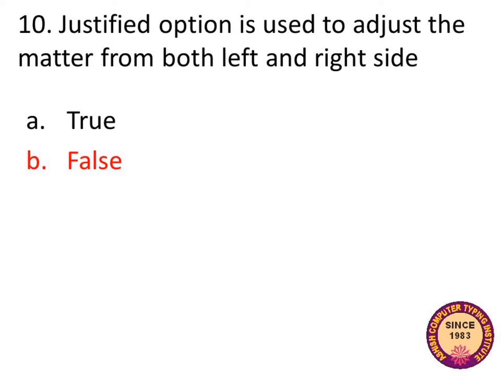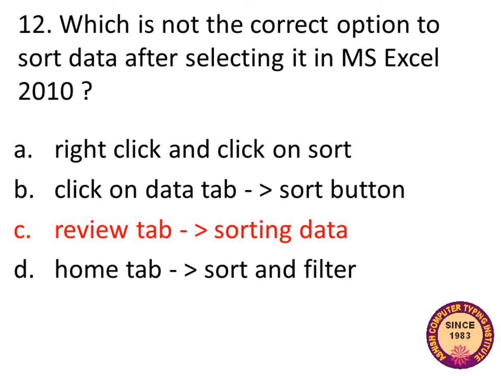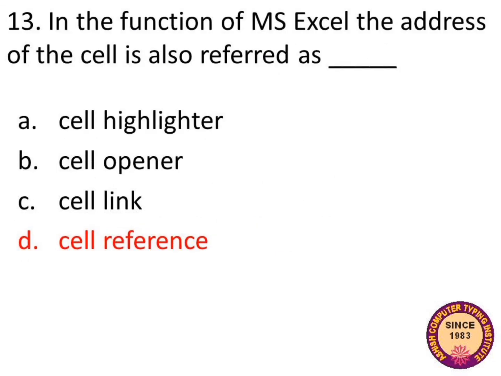Justified option is used to adjust the matter from both left and right side. Answer is false. In MS Excel 2010, which key combination will make the A1 cell the active cell? Answer is Ctrl plus Home. Which is not the correct option to sort data after selecting it in MS Excel 2010? Answer is Review tab, sorting data.